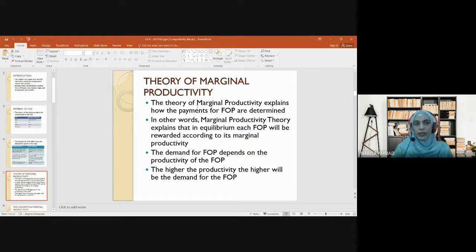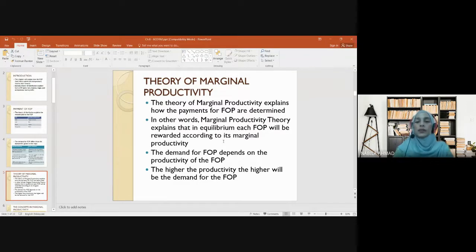Alright. So under theory of distribution, kita ada theory of marginal productivity. So the theory of marginal productivity explain how the payments of factors of production are determined. In other words, the marginal productivity theory explains that in equilibrium, each factors of production will be rewarded according to its marginal productivity. Okay, maknanya di sini, kalau kita bercakap tentang factors of production, land, labor, capital, entrepreneur, kita mestilah akan menilai the efficiency of these factors of production berdasarkan dia punya productivity.